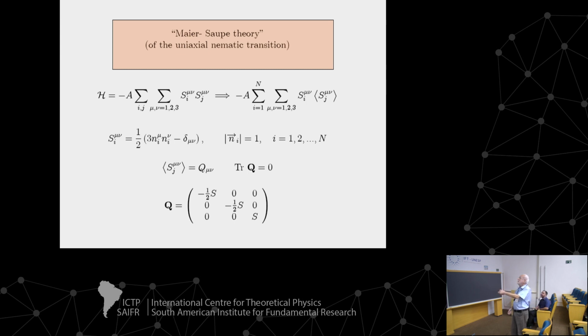Well, this is the so-called Meyer-Salp model. If you know the Ising model, okay, it's just the next step after the Ising model. It's just a model of quadrupoles, the quadrupole interaction. That's it. It's the next step from the Ising model.